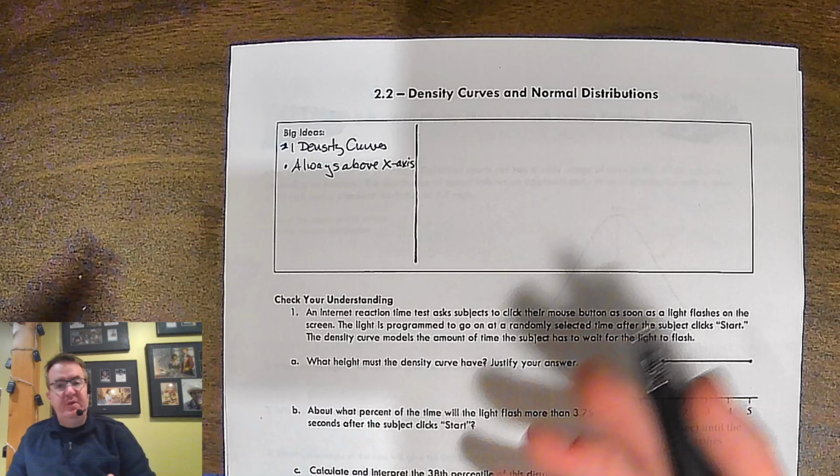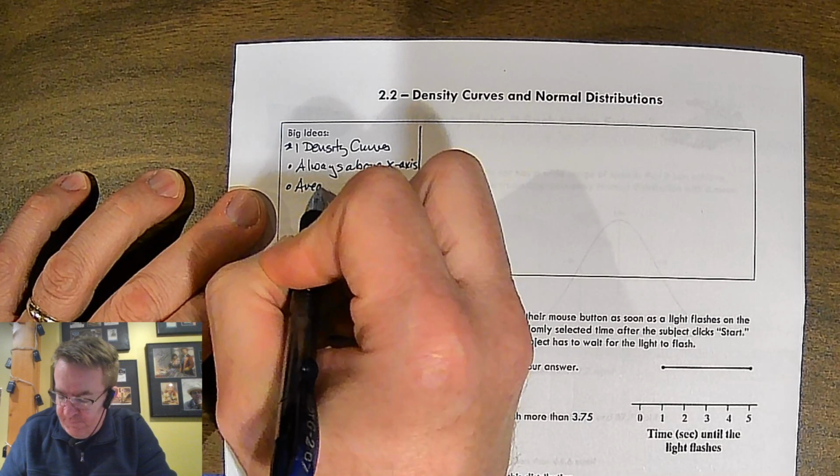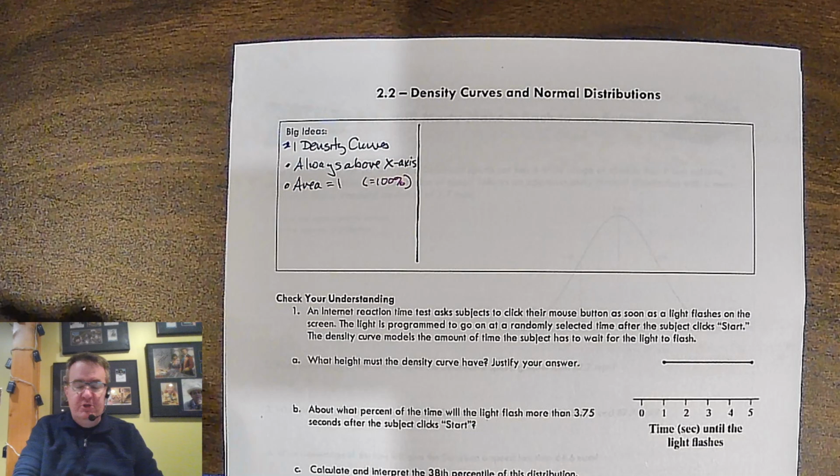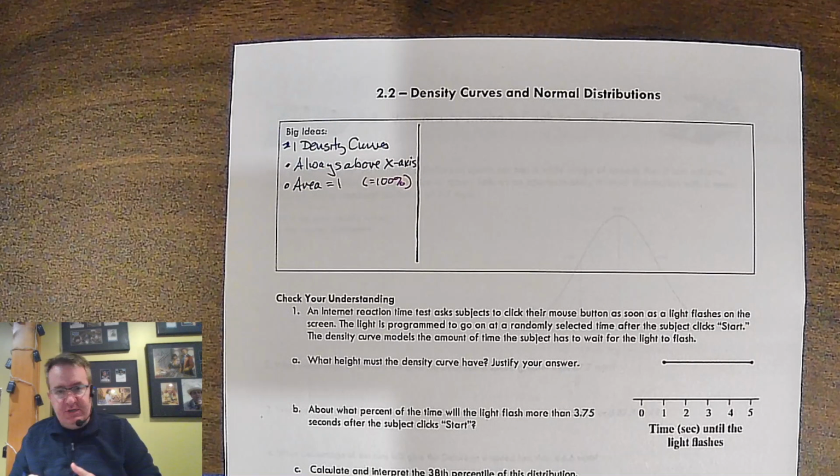Other thing too, your area is always going to equal 1. Why is it going to equal 1? What percentage is 1? It's going to equal 100%. That's why. You either have it, you have all the data, period, done. So if you ever get a density curve and they're asking you stuff about the height or the width or things like that, remember it's always going to equal 1.